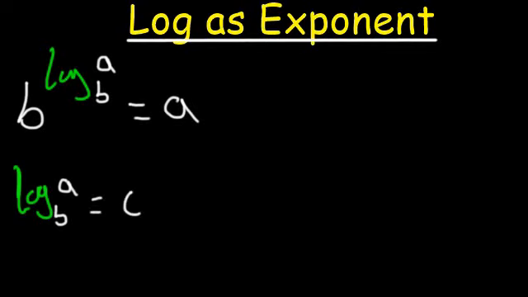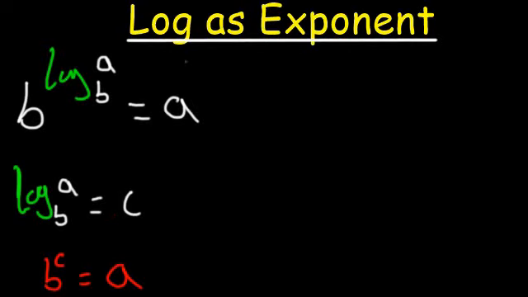Now at this point, what we want to do is apply the definition of logarithm, which says that b to the power of c will definitely be equal to a. So b to the power of c will be equal to a. All you need to do is raise the base to the power of c, and that's all.